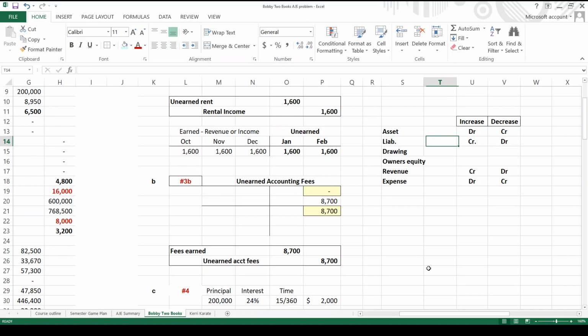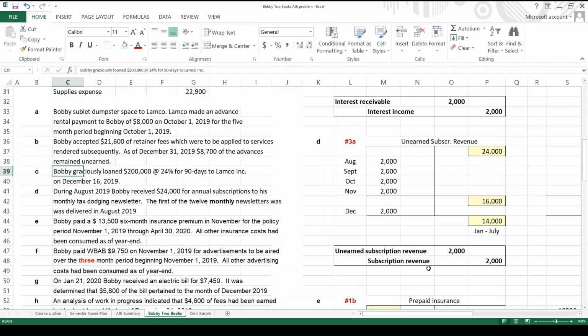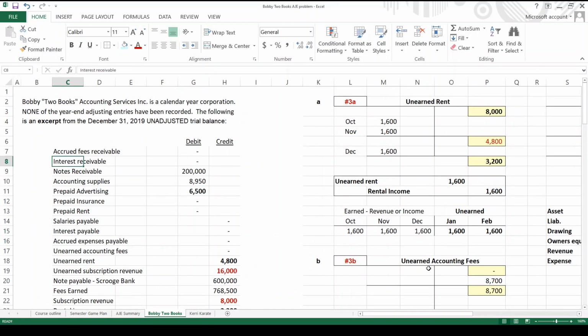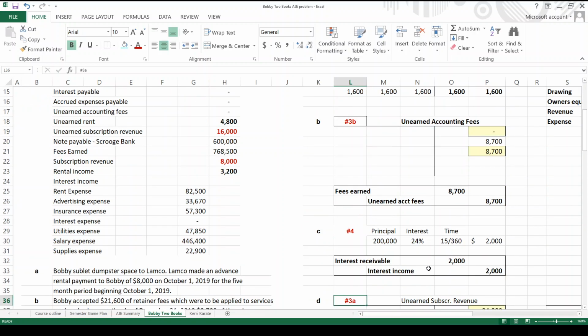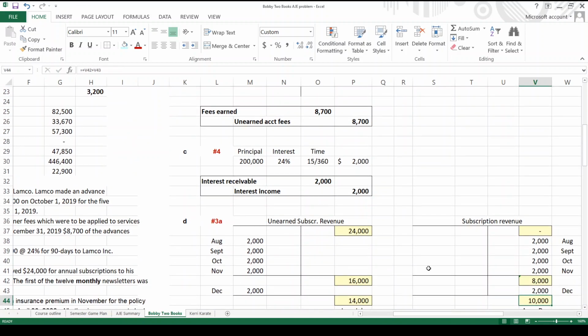Okay, here we go. Letter C. What happened here? Bobby loaned out $200K, 24%, 90-day note. And we got a note receivable up here for $200K. Okay, so we want to figure out, well, the money's owed to us, so something's been building up over time, and it's a good thing. It's interest income. So we do a PIT, principal times interest times time.